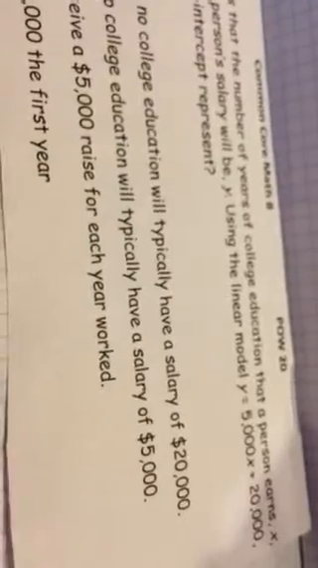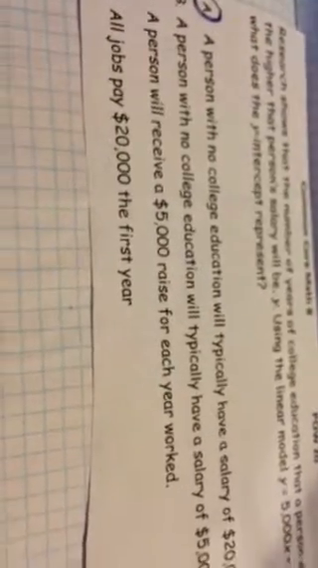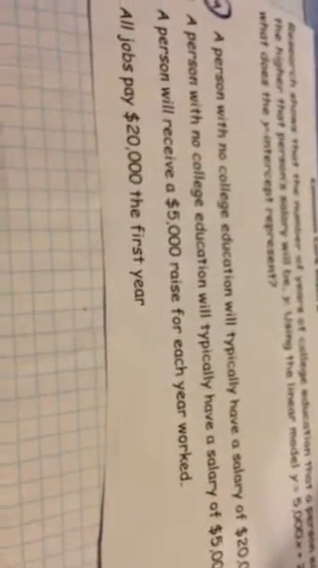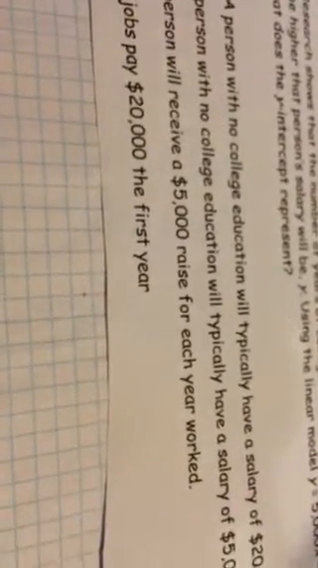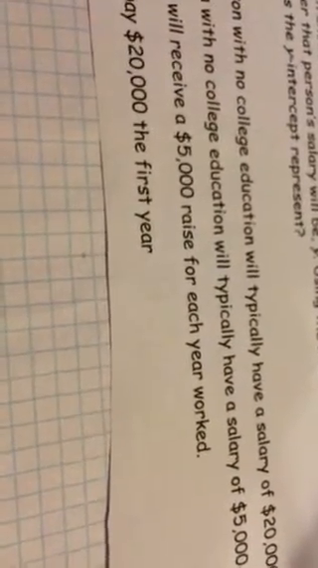Well, the Y-intercept right there is 20,000. If you look at all of your choices down there, that's what a person with no college education will typically have, a salary of 20,000. The reason why B is not the answer, a person with no college education will typically have a salary of $5,000? Nope, that goes along with your slope. That's how much it will increase each year.